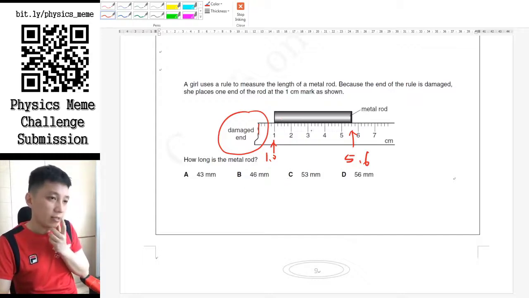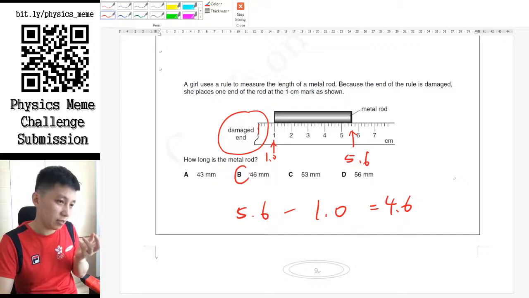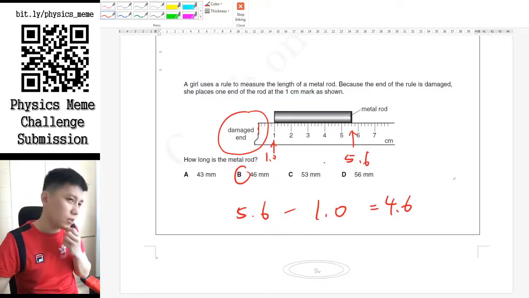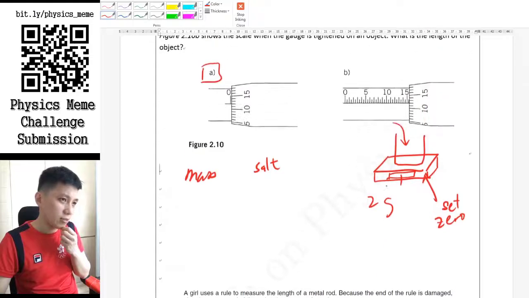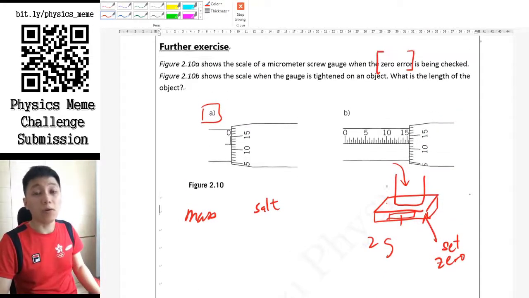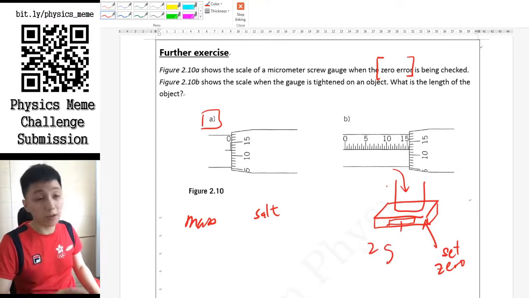So in this case, what you do is 5.6 minus 1.0, and you get 4.6, which means 46 millimeter. Okay, so this example with the micrometer should also be the same. I want you to pause the video, try to take the reading and find out the exact length for the object. A few moments later.